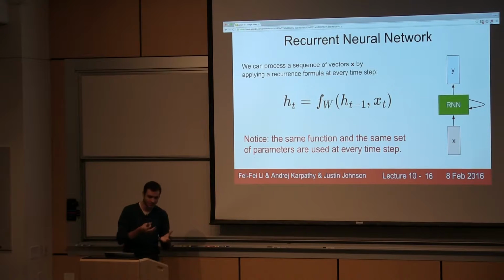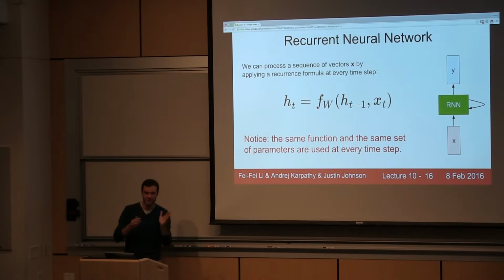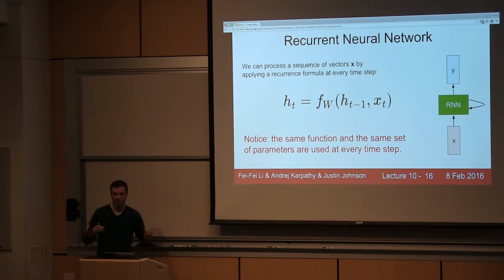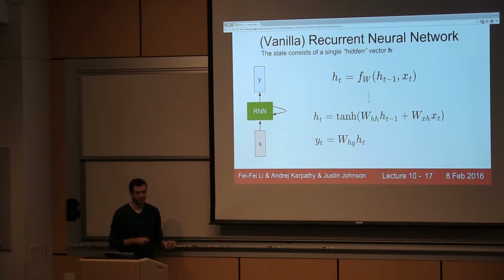And that allows us to use the recurrent neural network on sequences without having to commit to the size of the sequence, because we apply the exact same function at every single time step, no matter how long the input or output sequences are. So in a specific case of a recurrent neural network, a vanilla recurrent neural network, the simplest way you can set this up and the simplest recurrence you can use is what I'll refer to as a vanilla RNN.